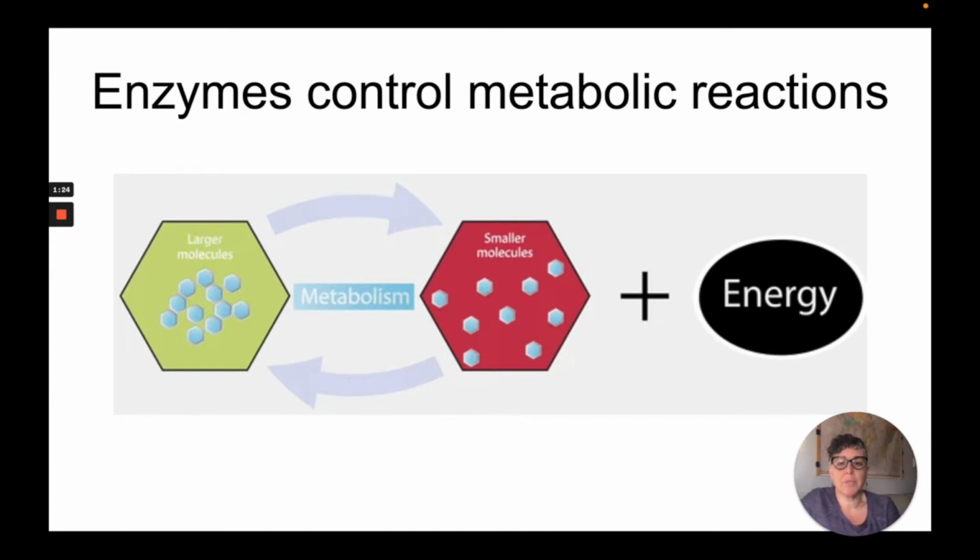Metabolic reactions come in two forms. One is where we take larger molecules and they get broken down into smaller molecules, plus energy is released from that type of reaction, and enzymes would control that. But also, a second type of metabolic reaction is where we take smaller molecules with some energy in order for the reaction to happen, and those smaller molecules are changed into larger molecules. So both of those are metabolic reactions, and these are chemical reactions that happen in the body cells.